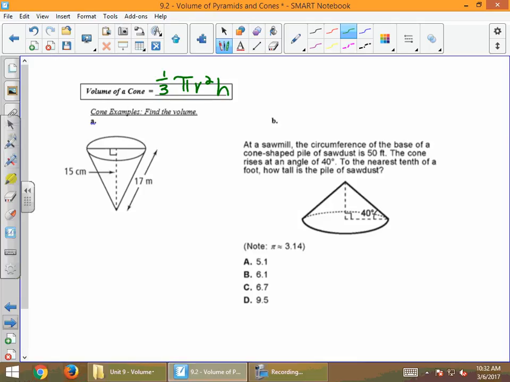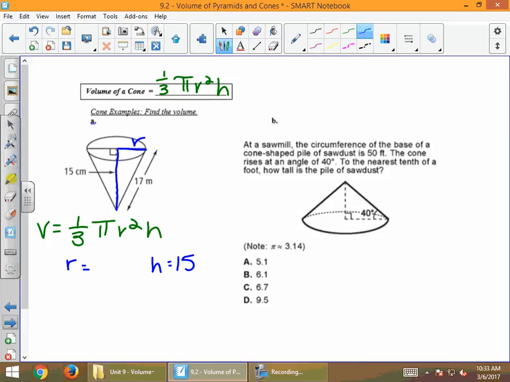Well, if we look at A, again, we know it's a cone, so we're going to write down the volume of a cone: 1/3 pi r squared times the height. And then we have to find the pieces we need. We need the radius, and we need the height. Can we identify one of those? Yeah, the height's 15. Height is right here, the part that's going up and down. Here's the thing, do we know our radius? Looking at that diagram, no, we can't get our radius.